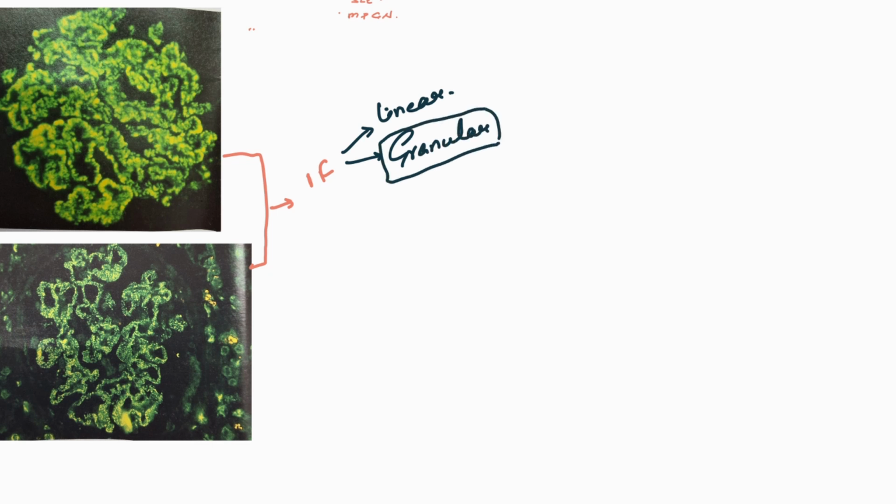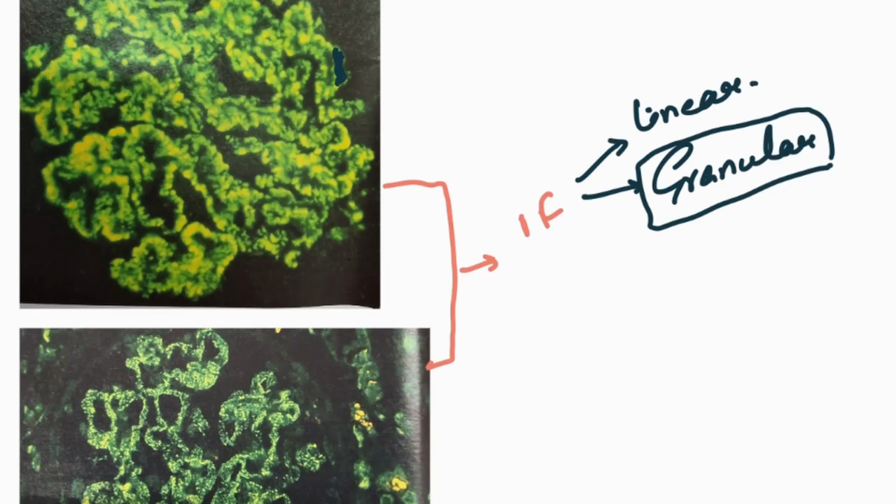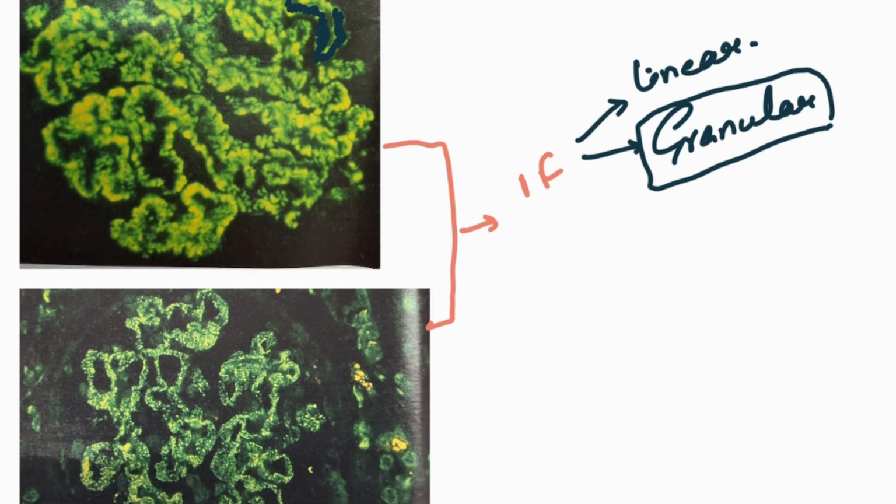So in granular there will be accumulation of the immune complexes or the complement depositions, because of which they appear to be granular. For example, if you observe this, it will be granular, which implies that there are some depositions because of which immunofluorescence is showing in this way. And if you observe this, it will be linear. So here there will be absence of granules. Okay, so this is the linear one, this is the granular one.